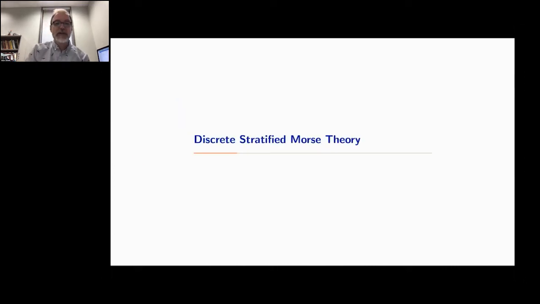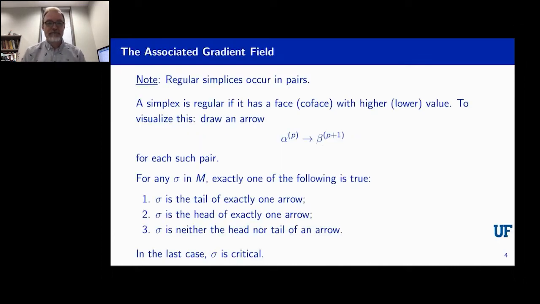That's my quick introduction to discrete Morse theory. I hope it's familiar to most people here. It's become a very common tool in applied topology and in combinatorics. It's a really useful thing.